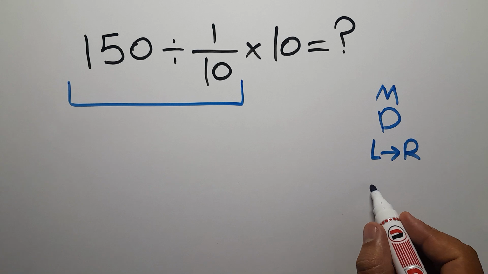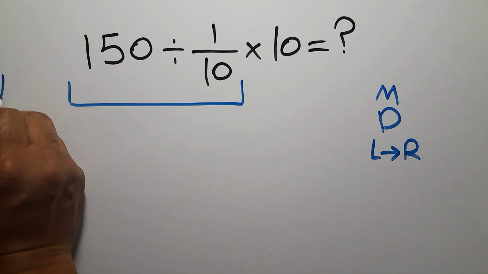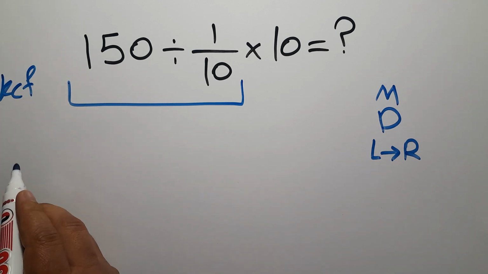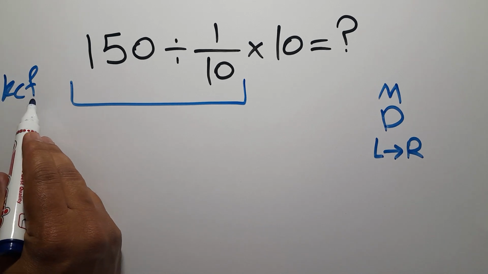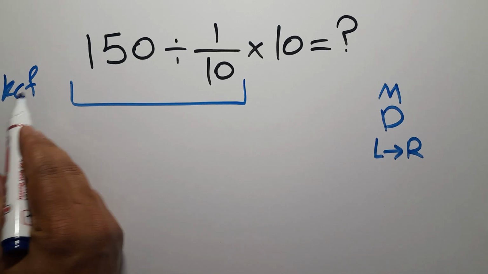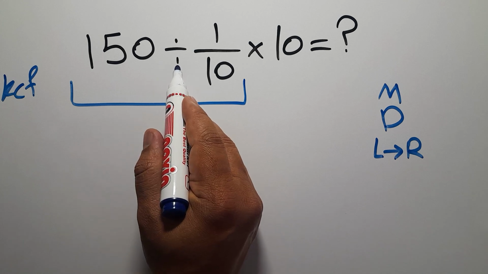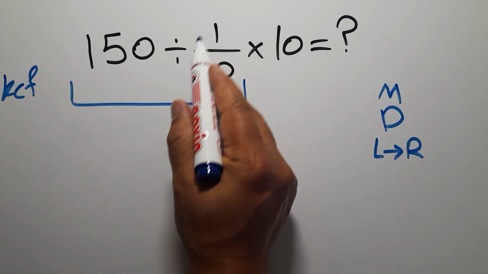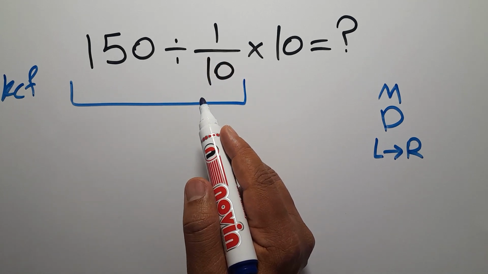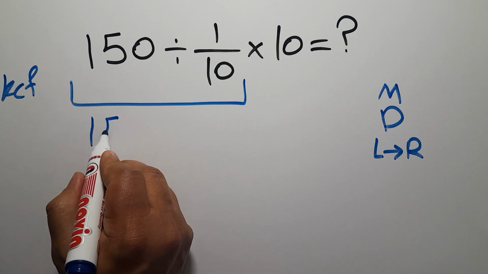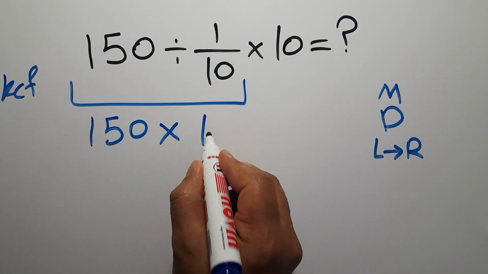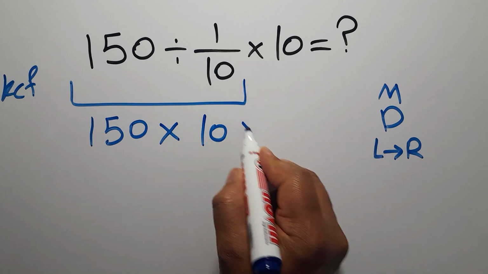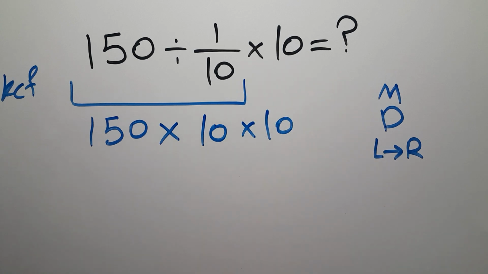According to the KCF rule, KCF. K stands for keep, C stands for change, and F stands for flip. Keep the first fraction, change division to multiplication, and flip the second fraction. So we can write 150 times just 10. And again here we have times 10.